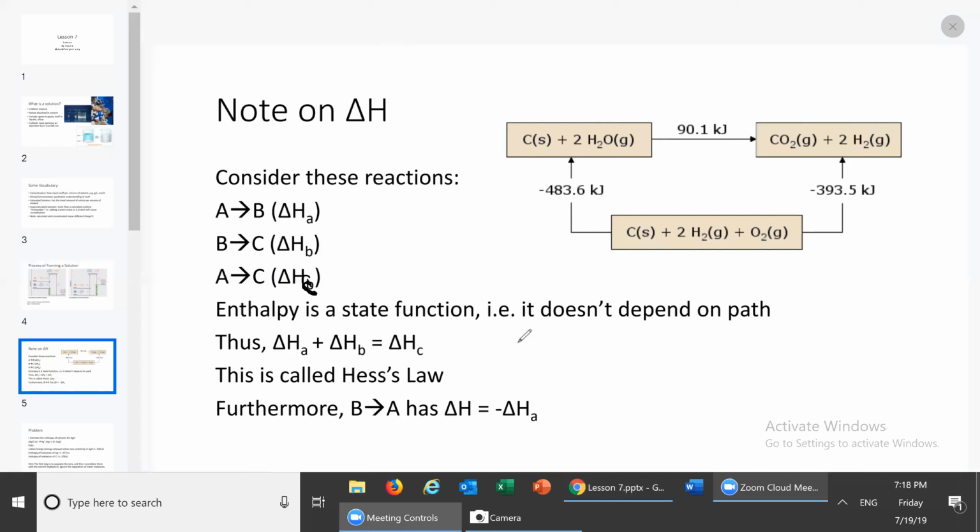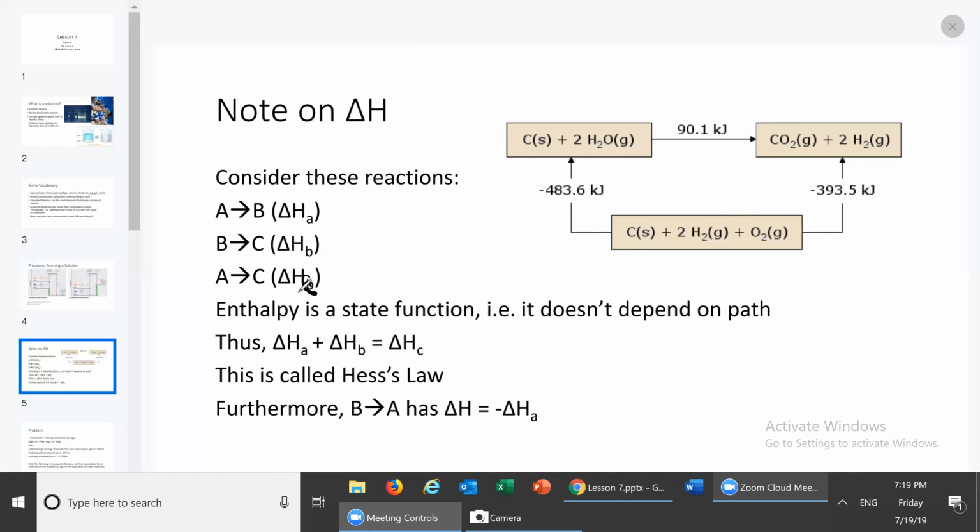You can go from the low shelf to the middle shelf and then the high shelf, or you can go from the low shelf directly to the high shelf. Either way, you still need to input the same amount of energy, okay? It does not depend on the path you take. Thus, we can say that delta HA plus delta HB equals delta HC, because this two-step process still goes from A to C, so it must be the same as this.